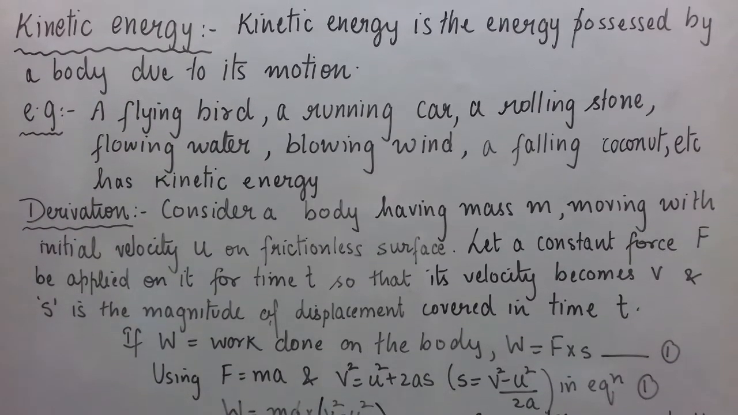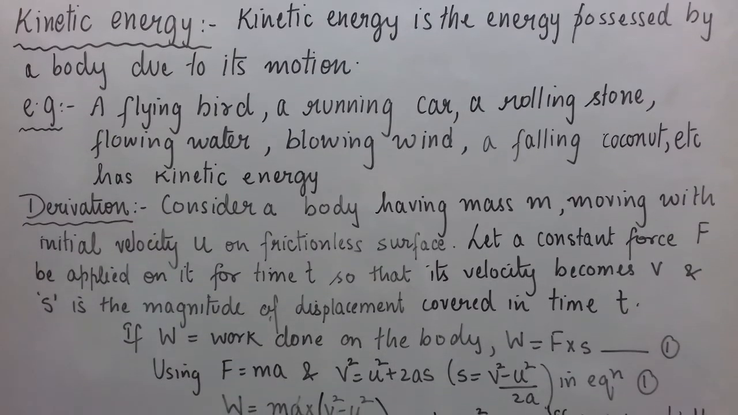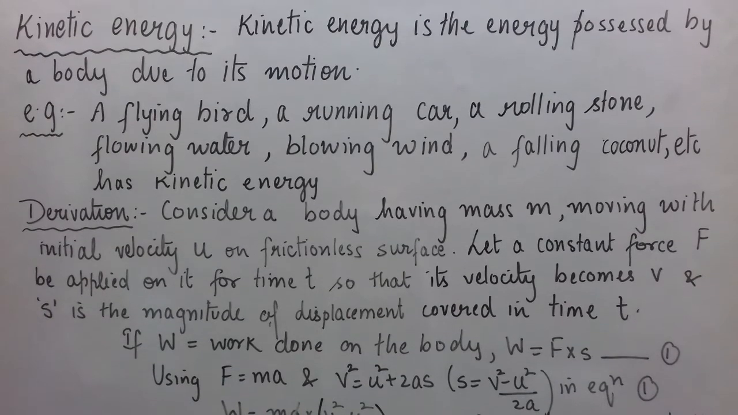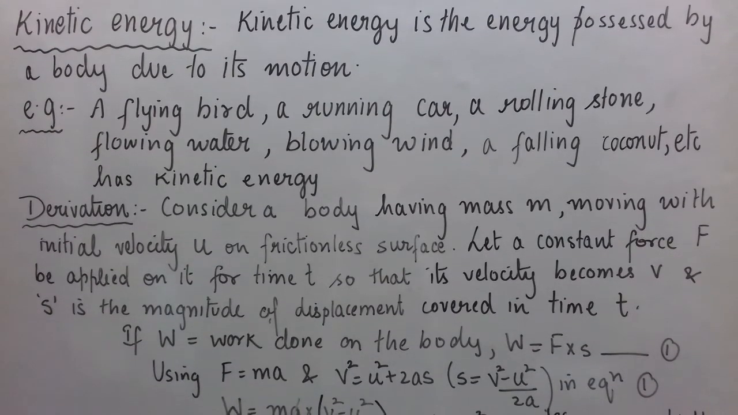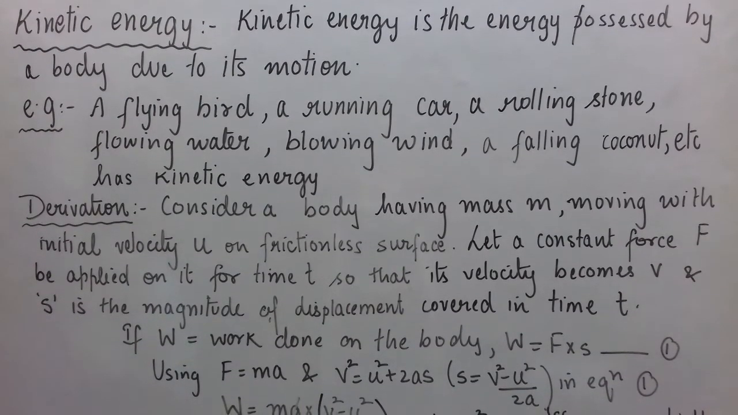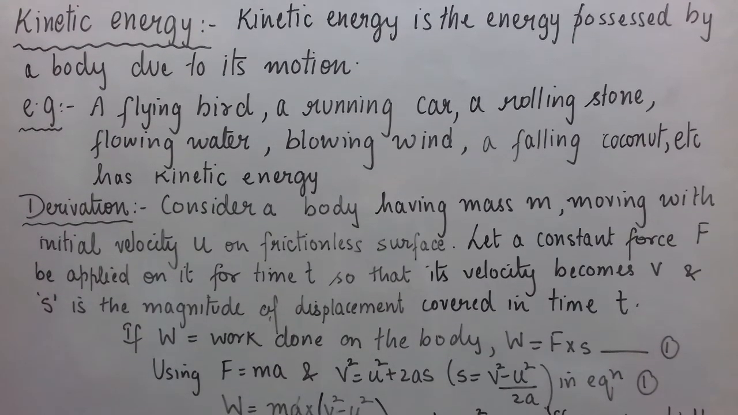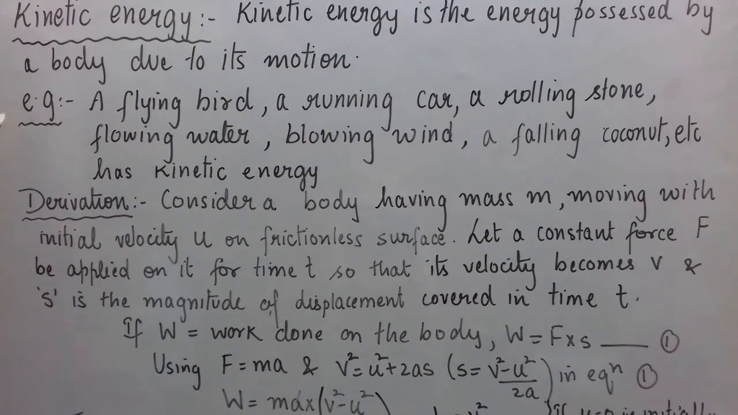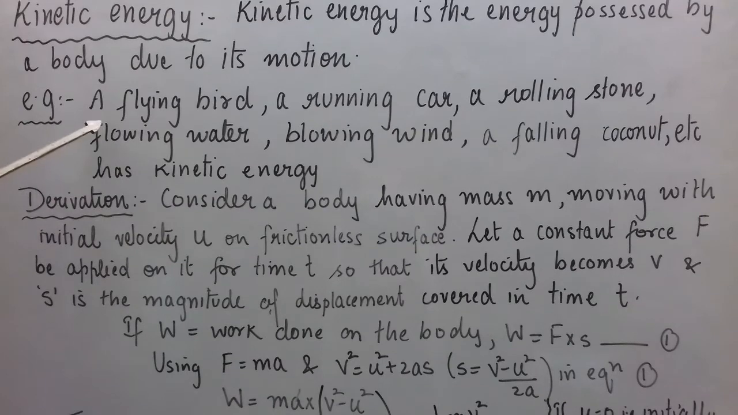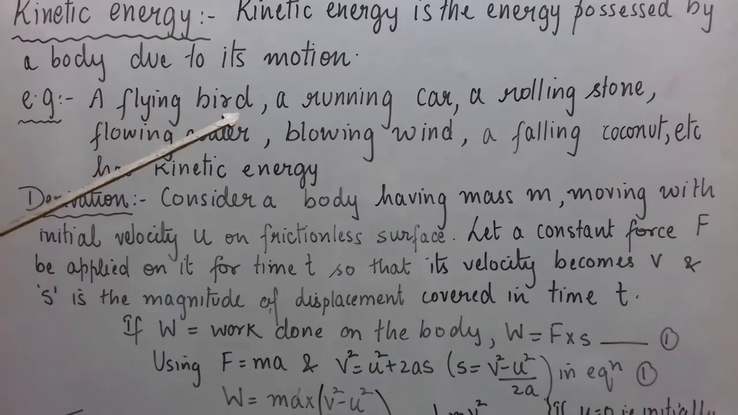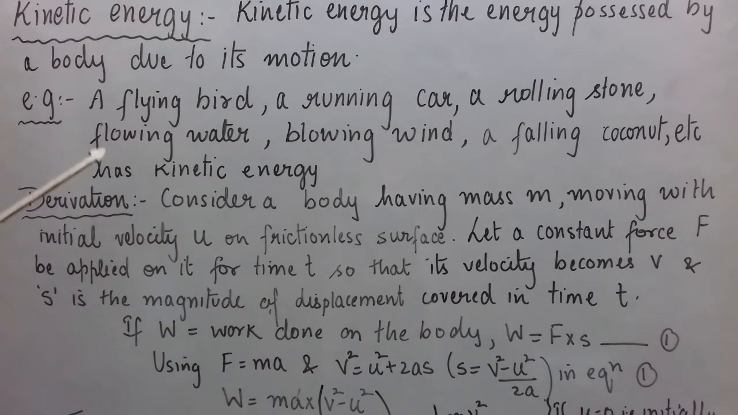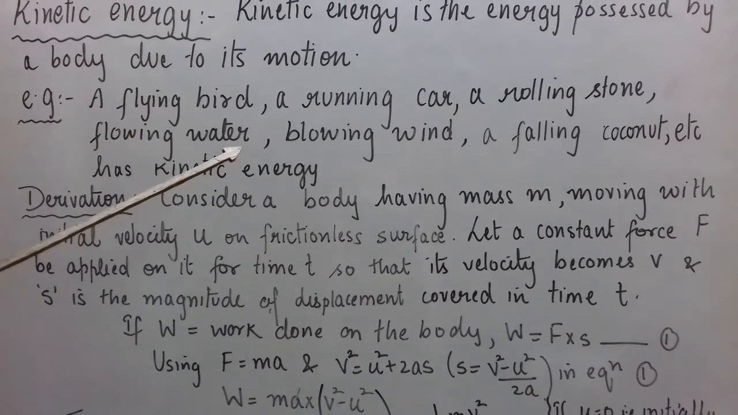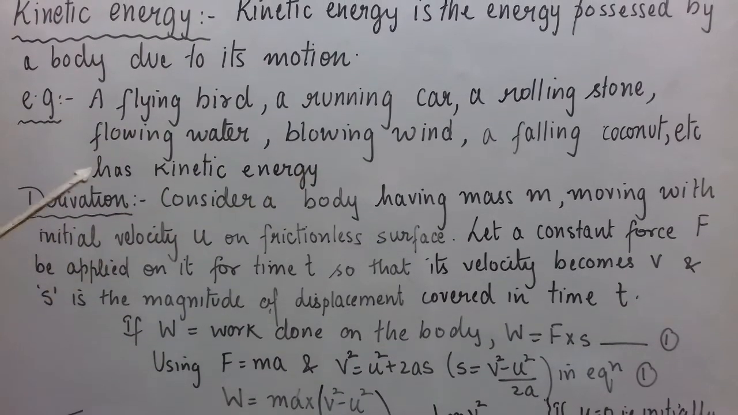So if I ask you what is the SI unit of kinetic energy, you know the answer. SI unit is Joule and CGS is erg, because all forms of energies have the same units, Joule and erg as SI and CGS units. Here I have written examples of bodies having kinetic energy. Flying bird, running car, a rolling stone, flowing water, blowing wind, falling coconut, etc.